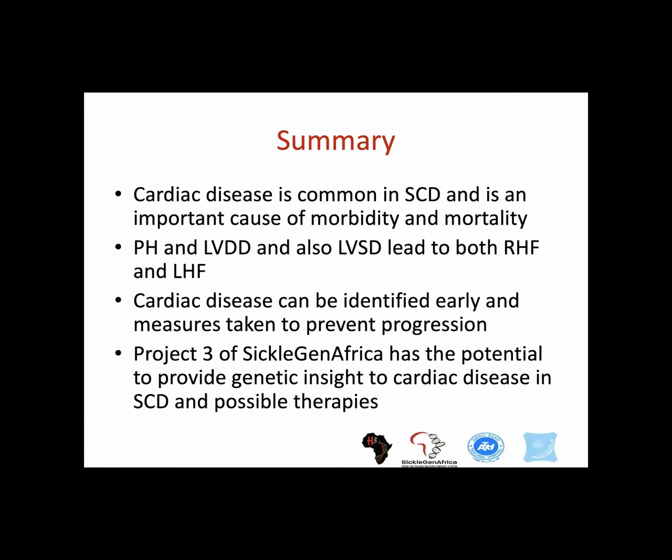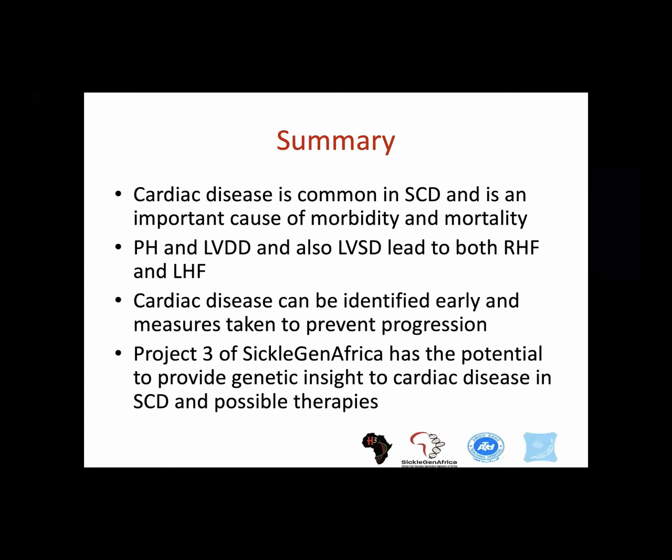And in summary, cardiac disease is common in sickle cell disease and is an important cause of morbidity and mortality. Pulmonary hypertension and LV diastolic dysfunction are very important entities in these patients, and they lead to either right heart failure, left heart failure, or both, and lead to morbidity and mortality. The important thing about this is that we can screen these patients and identify them early before they reach an irreversible stage, and actually institute management to prevent progression of this problem.